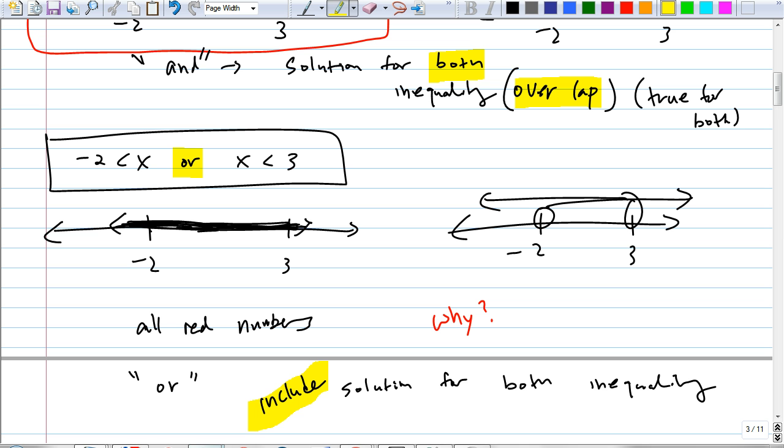Okay? Does this make sense? Yeah. What if it's less than 2 and greater than 3? Okay, we're going to get to it, so give me a sec. Any questions so far? Are we good? May I go on?